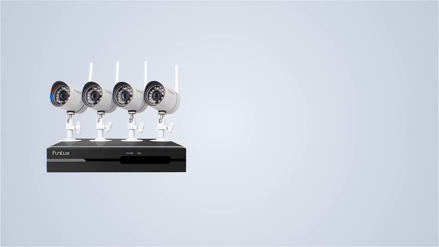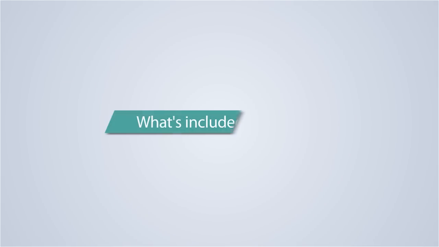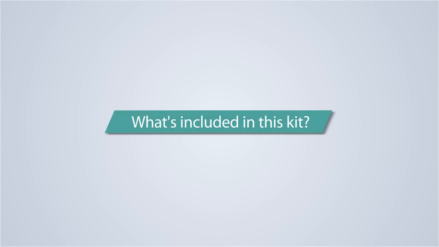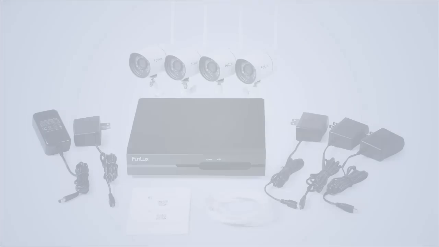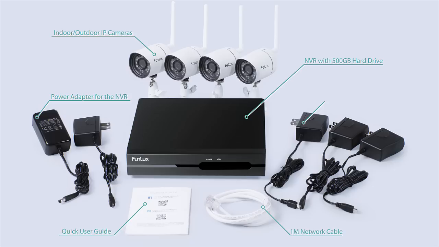This system features 720p HD video, remote viewing, motion detection alerts, 24/7 recording, and more. And it can be set up in less than 5 minutes. Let's see what's included in this kit. Zimoto's wireless security system comes with a 4-channel NVR with hard drive installed, 4 indoor-outdoor Wi-Fi cameras, and all the required accessories.